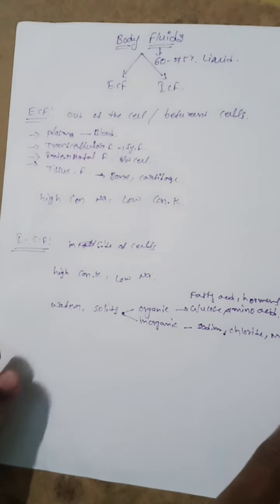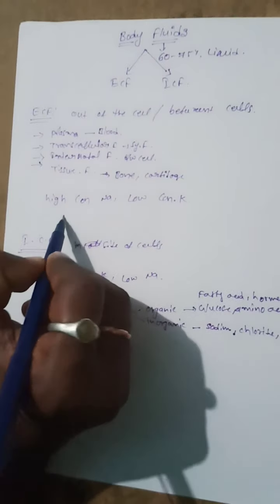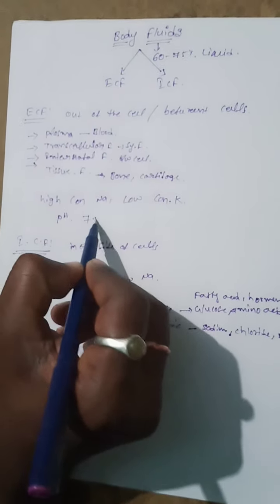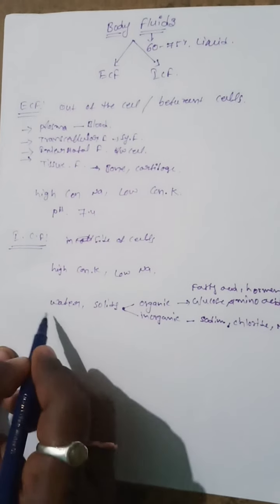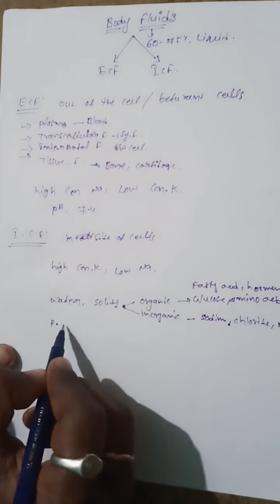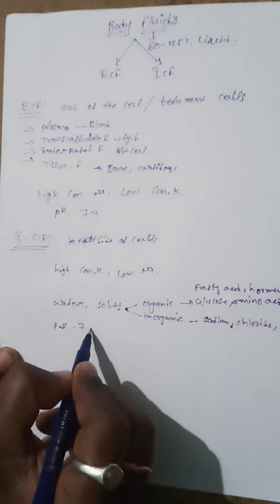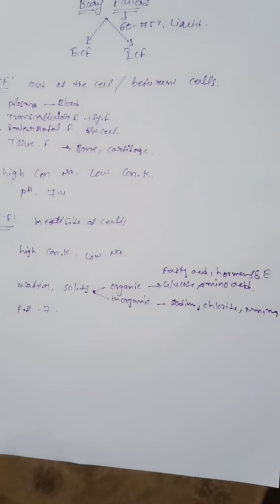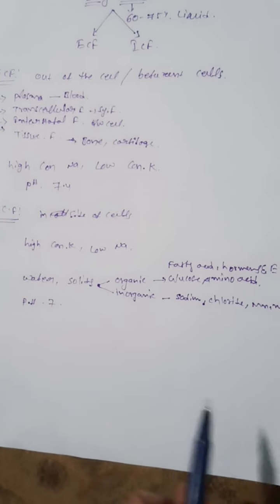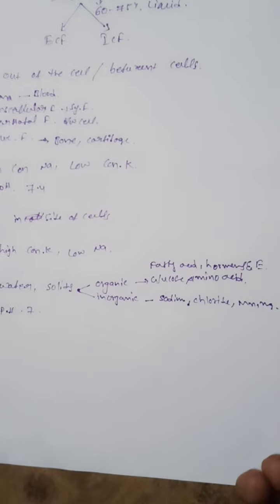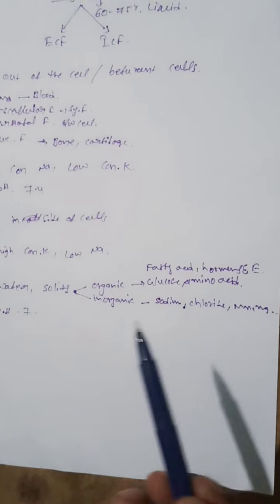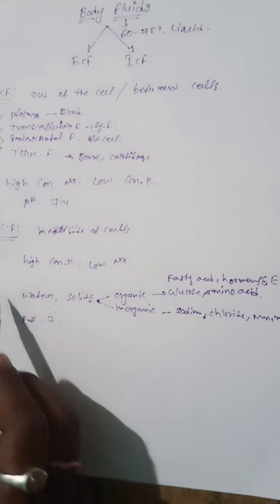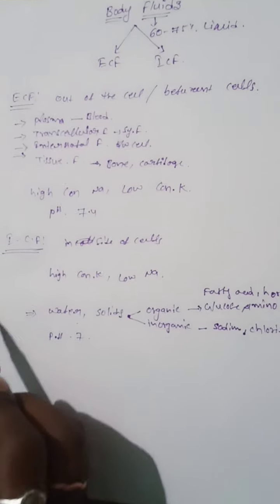So the next one, the pH of the fluids. What is the pH value of extracellular fluid? The extracellular pH is 7.4. The intracellular pH is exactly 7. So this is about intracellular and extracellular fluid. What is the composition of the extracellular fluid? Water and solids, inorganic and organic substances.